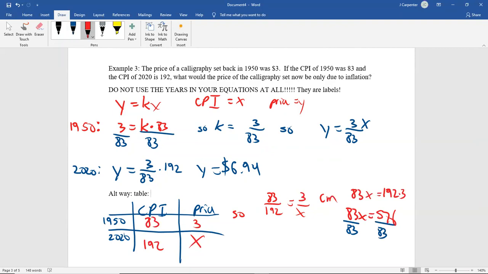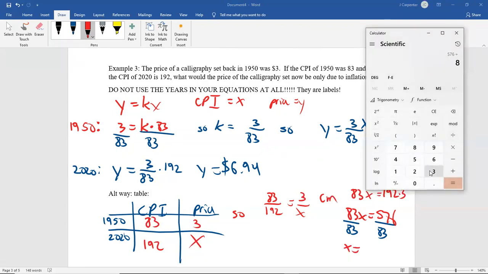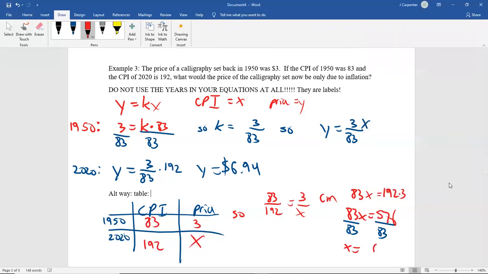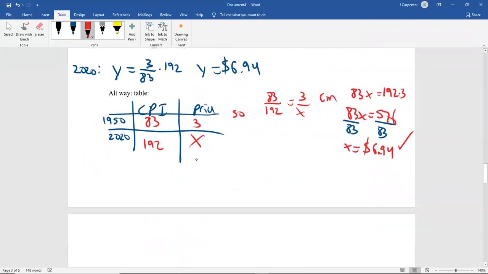giving us our ultimate answer, x equals, I bet you already know it. I hope you already know it. Divide by 83, drum roll, 6.939, which is $6.94. X was still the price. The same answer. Check this out. I'm going to do this a third way. I'm going to do it with another table.